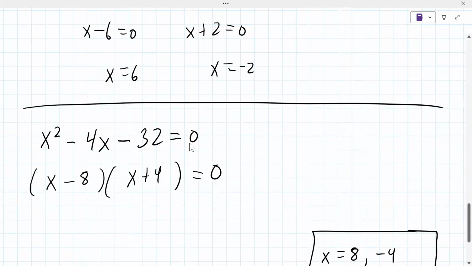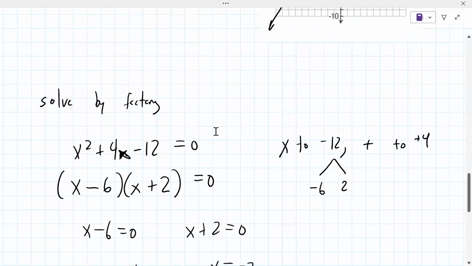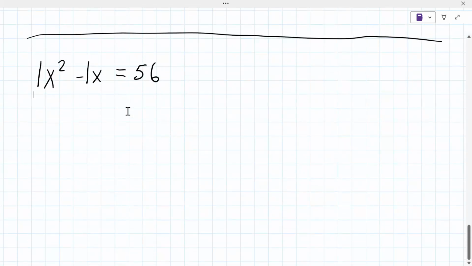Let's go back and look. What is this equal to? 0. What was this one equal to? 0. So we want this to equal 0. So how do you undo or get rid of this 56? You subtract it from that side. Yeah, exactly. All right.